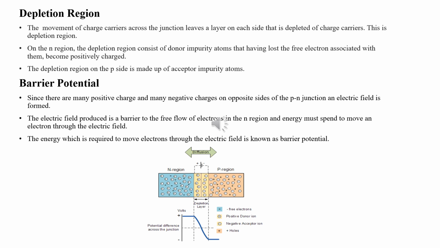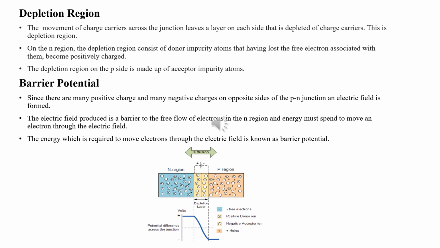Next is the depletion region. The movement of charge carriers across the junction leaves a layer on each side that is depleted of charge carriers. This is the depletion region. On the N side, the depletion region consists of donor impurity atoms that, having lost the free electrons associated with them, become positively charged. The depletion region on the P side is made up of acceptor impurity atoms.